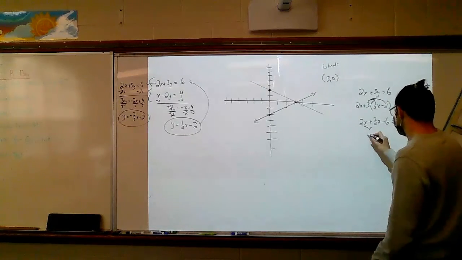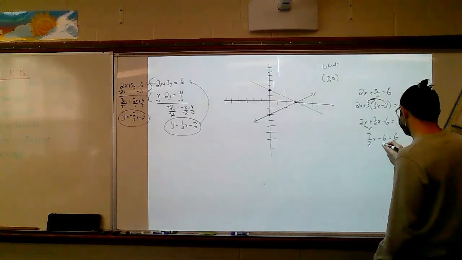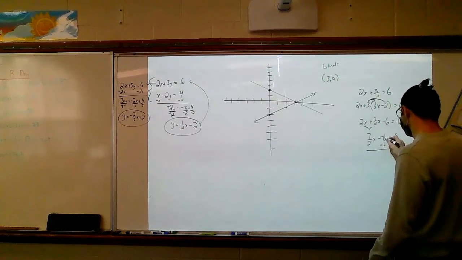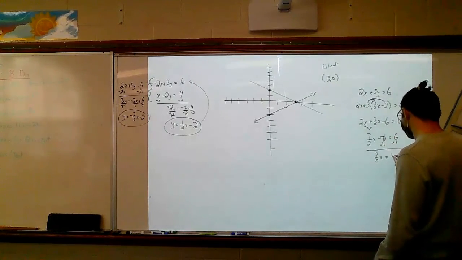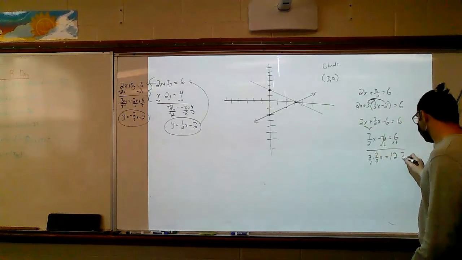That's 4, so that's 7/2 x minus 6 equals 6. Add 6. That gives me 7/2 x equals 12. Give me a second, let me finish it. I'd copy it down. Multiply by the reciprocal, which is 2/7.